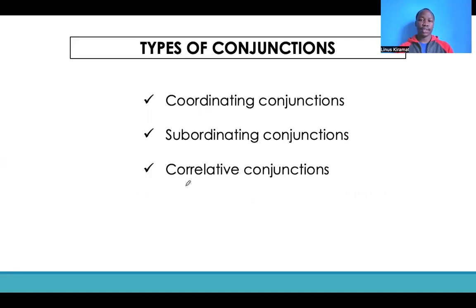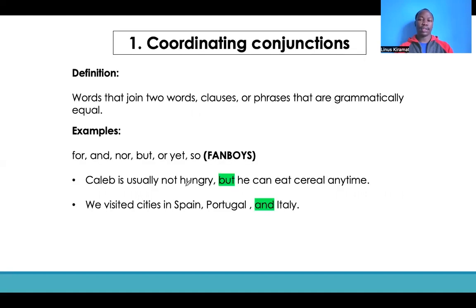So there are three types of conjunctions: coordinating conjunctions, subordinating conjunctions, and correlative conjunctions. Starting out with coordinating conjunctions. By definition, coordinating conjunctions are words that join two words, clauses, or phrases that are grammatically equal or that are in the same grammatical construction. Examples of coordinating conjunctions are for, and, nor, but, or, yet, and so. A common abbreviation that will help you recall these coordinating conjunctions is FANBOYS.